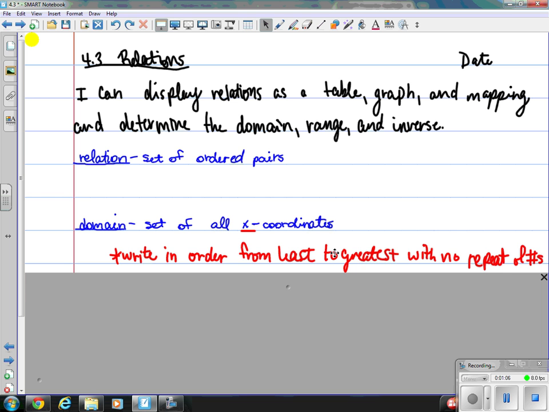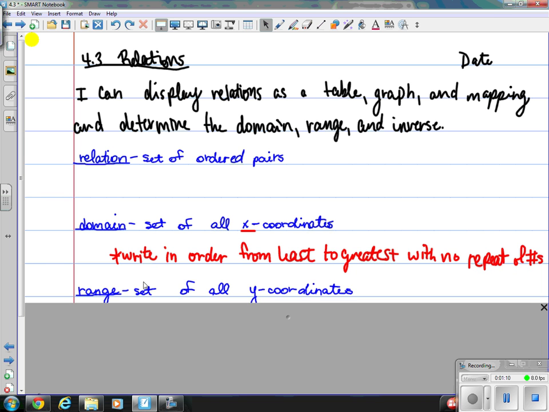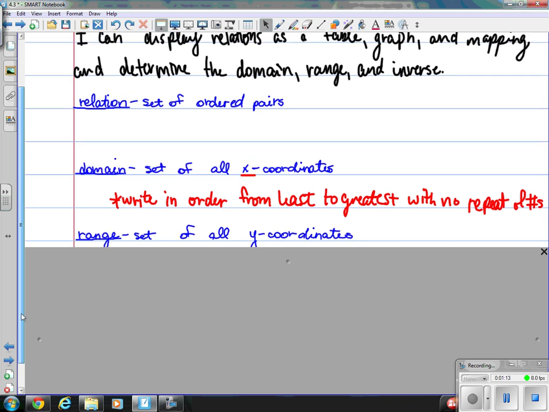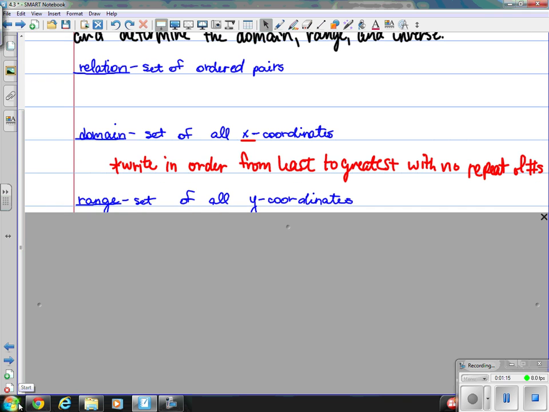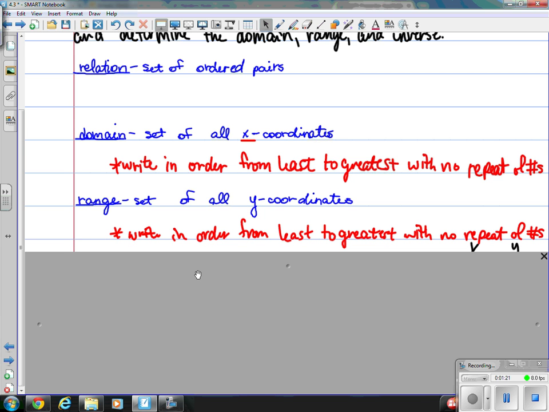So if the domain is a set of all my x coordinates, range is the set of all y coordinates. And range is just like domain in that we have to write them in order from least to greatest with no repeats of numbers.